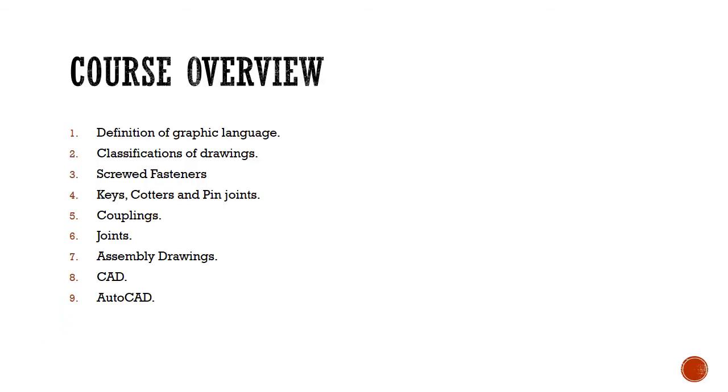In this course, we are going to go over these several topics. The first topic will be where we define what a graphic language is, because machine drawing is a graphic language. Then we'll move on to classifying drawings. So we'll classify it into four main parts, which are machine drawing, production drawing, parts drawing, and assembly drawings.